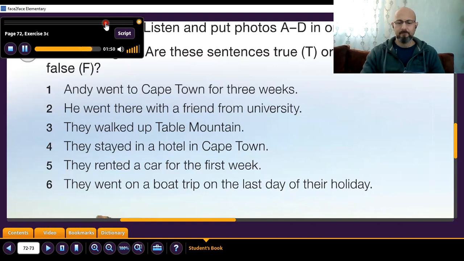Wow. And on our last day, we went on a boat trip to see the whales. That was the best day of the holiday, I think. I took lots of photos. It sounds like you had a great time. Yes, it was amazing. I didn't want to come home.